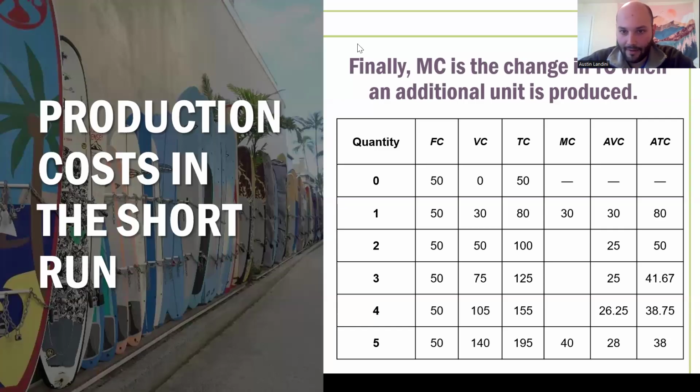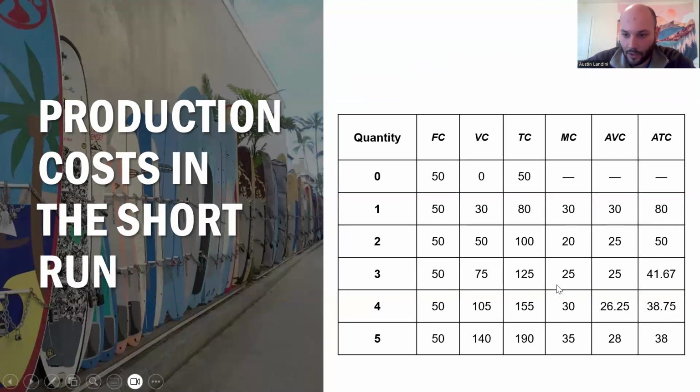We now know that the marginal cost is the change in total cost when an additional unit is produced. All right, so what's the marginal cost, for example, of going from 1 to 2 units? Well, we're adding 20 to the total cost, so the marginal cost is 20. Here, what's the additional cost when we produce one more unit? 25, and then 30, and so on. Right, so the marginal cost is the change in total cost, and with that, we're able to fill in everything on the table.